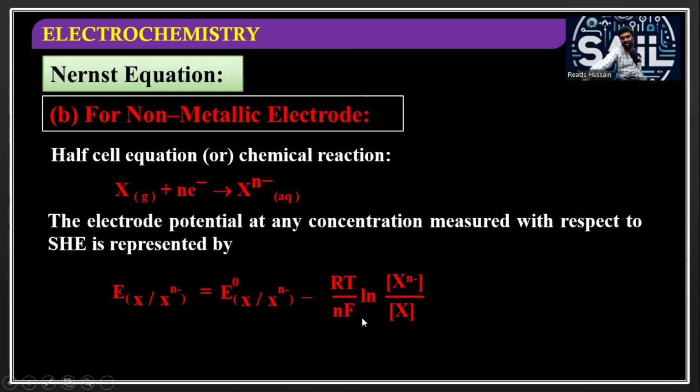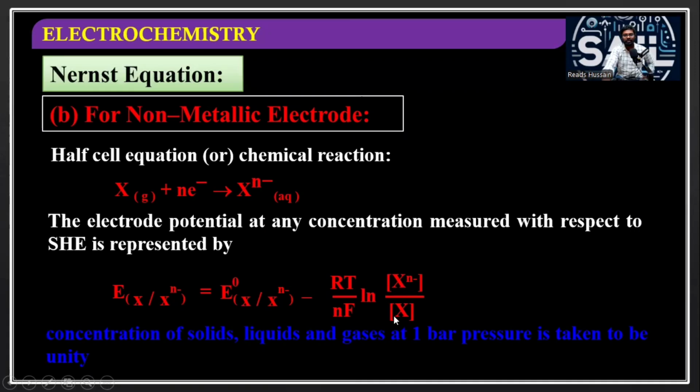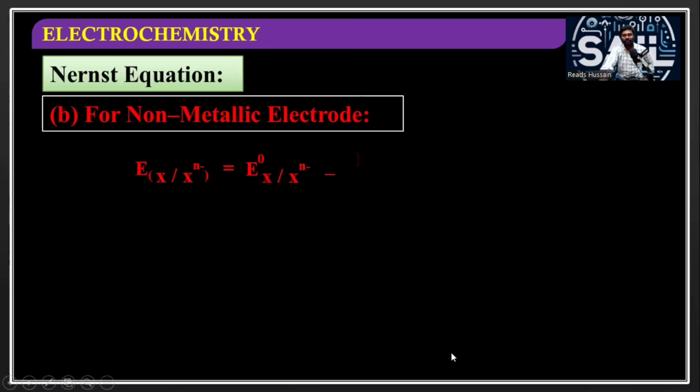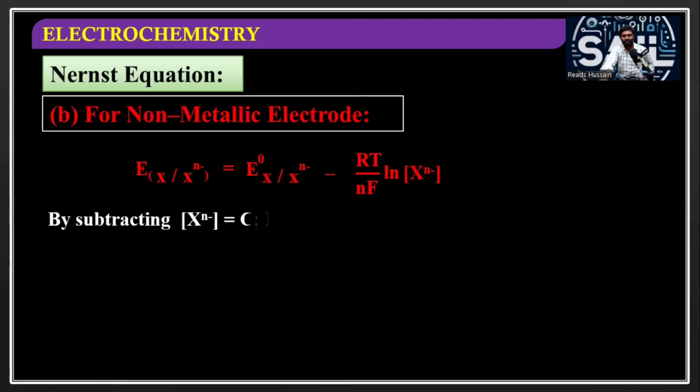In the previous representation, in the case of metals, in the place of X we had taken M, metal. Here the concentration of X is taken as 1. For non-metals, liquids, solids and gases, the concentration is taken as 1 bar, that is, 1. Then this Nernst equation is modified to E is equal to E naught minus RT by nF ln X n minus. Right? This is the formula.